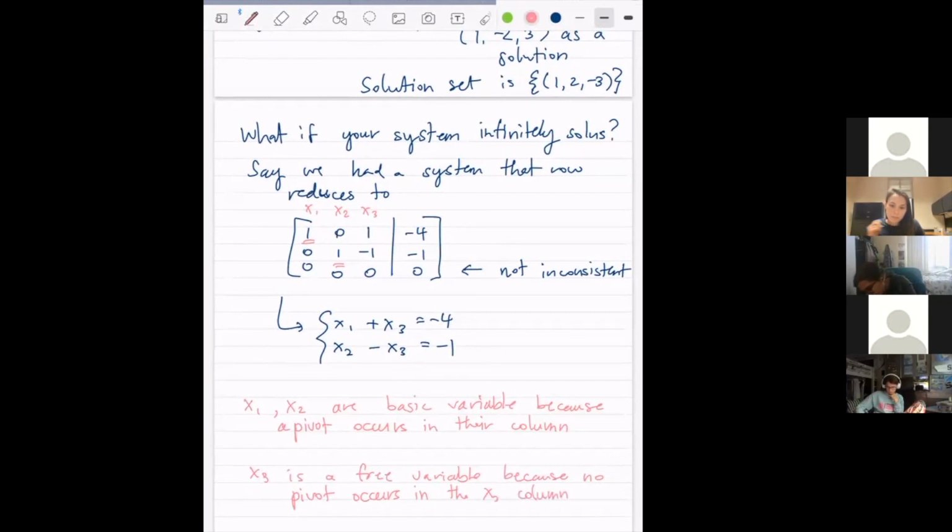Right. Doesn't look like a 3. There we go. Okay.